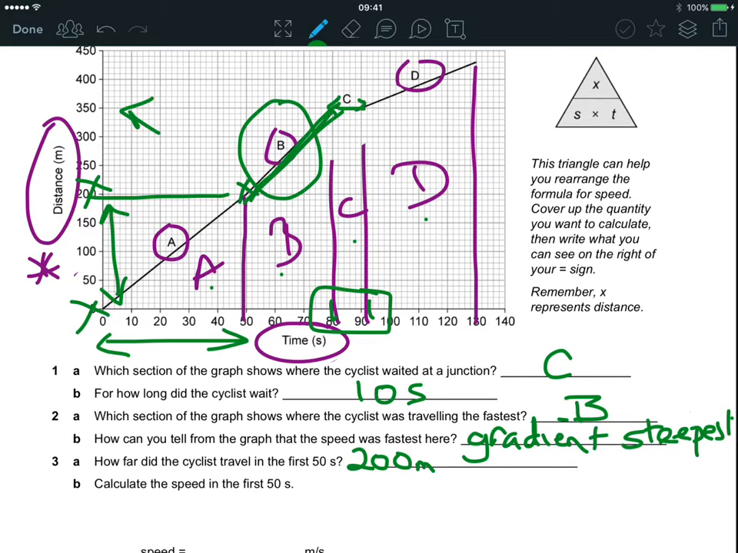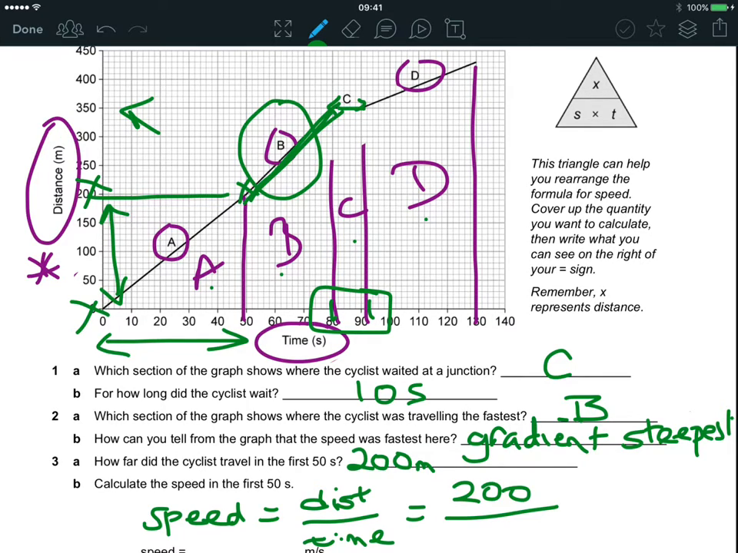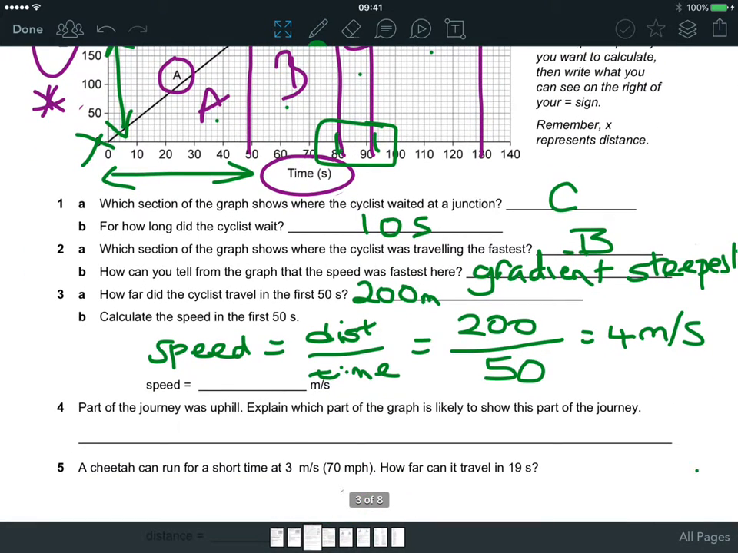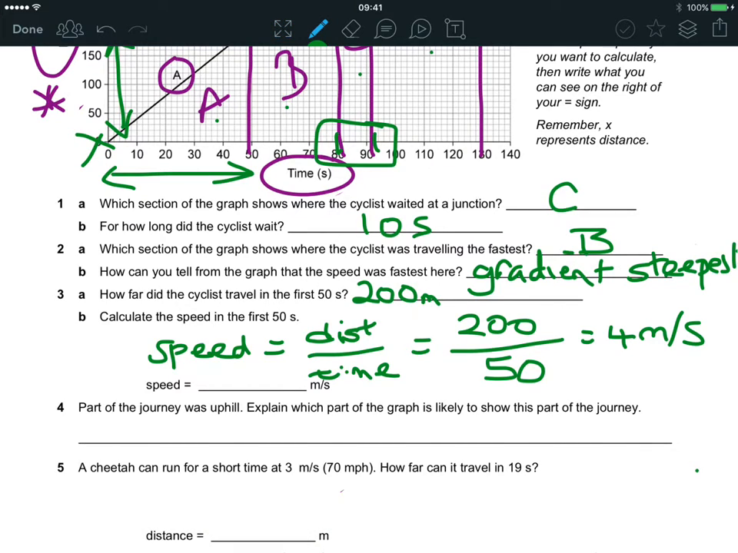And then calculate his speed in the first 50 seconds. Well, my speed equals distance divided by time. That's an equation you need to remember. Distance divided by time. My distance is 200 metres. My time is 50 seconds. Therefore, my speed is 4 metres per second. Let's just move the screen down a bit, and you can see there I need to put in 4 metres per second.